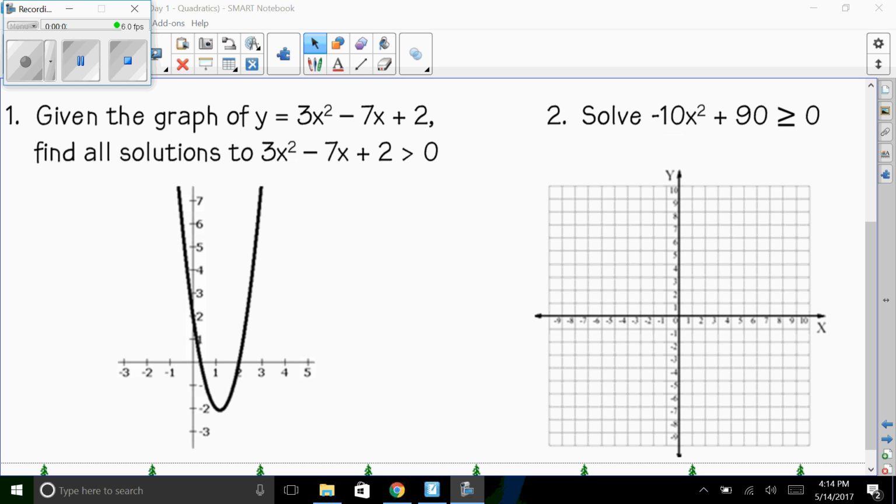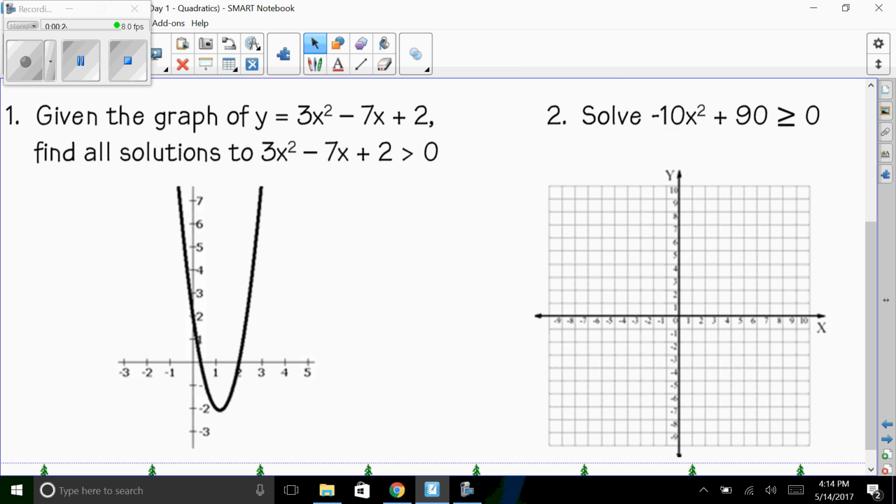Okay, let's get going on this second 9 weeks test review, day one, part one. The first question is dealing with quadratic inequalities. Given the graph of y equals 3x squared minus 7x plus 2, find all the solutions to 3x squared minus 7x plus 2 greater than 0.